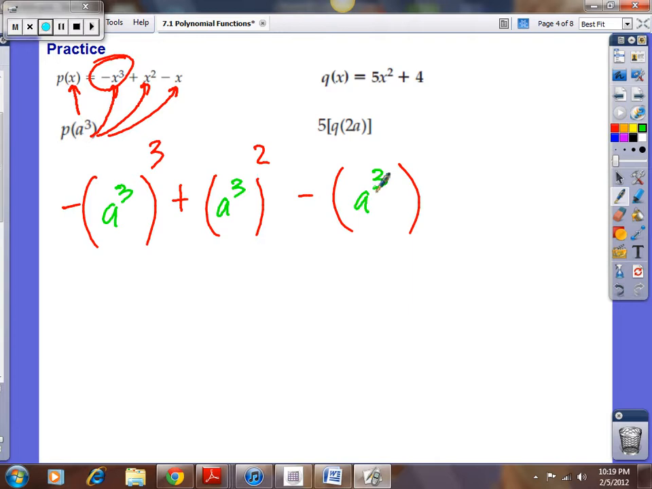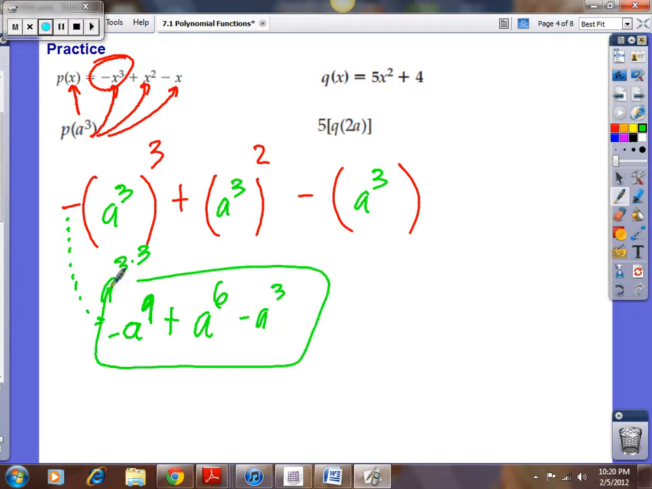Okay, you got to remember your properties of exponents. If you're raising an exponent to another level, you multiply them. So this is really a to the 3 times 3. So it's going to be a to the 9th. A to the 9th. Now, bring this negative down. So your first term is -a to the 9th. Your next term, a cubed to the 2nd power, is a to the 3 times 2. So it's going to be a to the 6th. And your third term is done. Nothing really to do. So there you go. Your answer, when you sub in a cubed, so p of a cubed equals -a to the 9th plus a to the 6th minus a cubed. So it's not too bad.